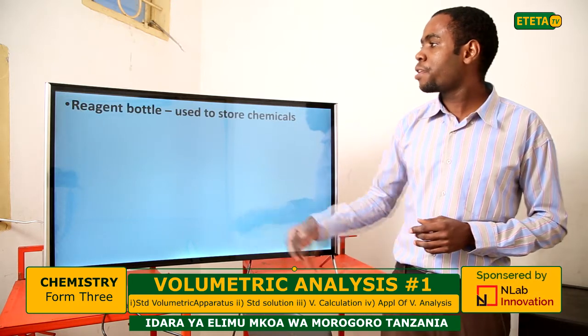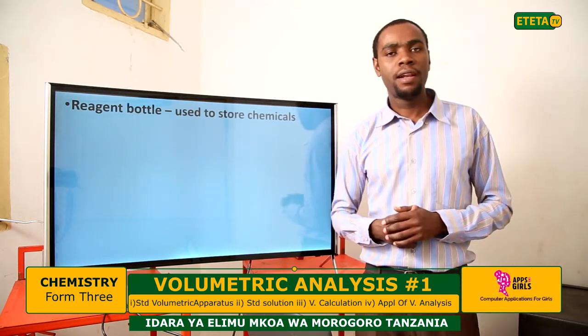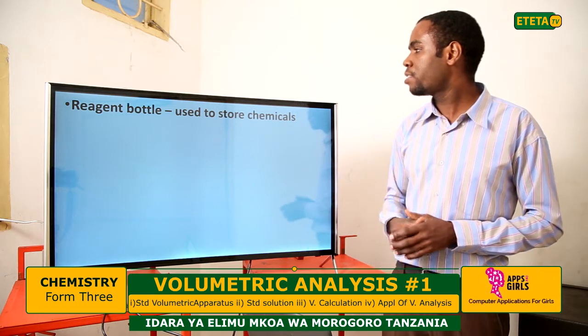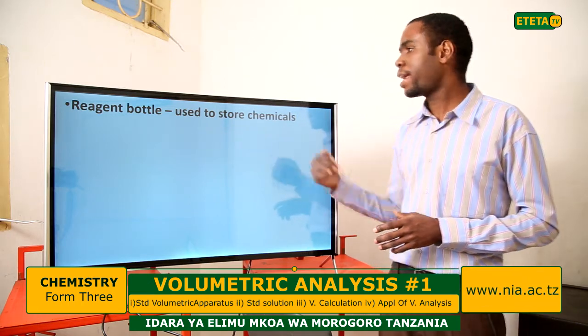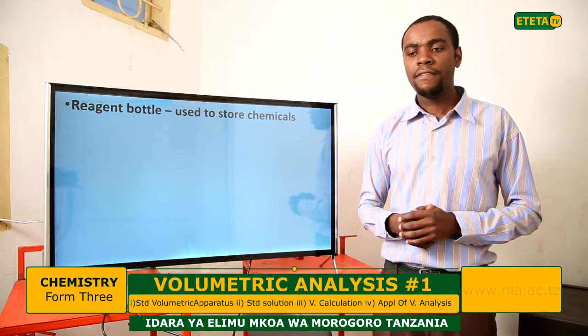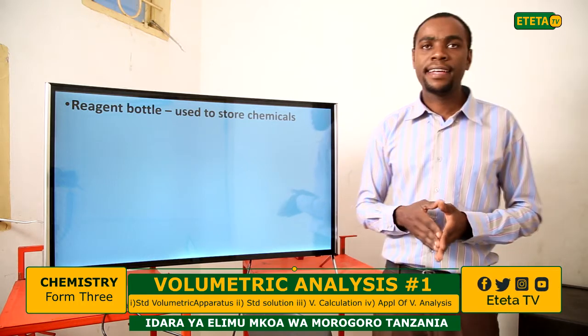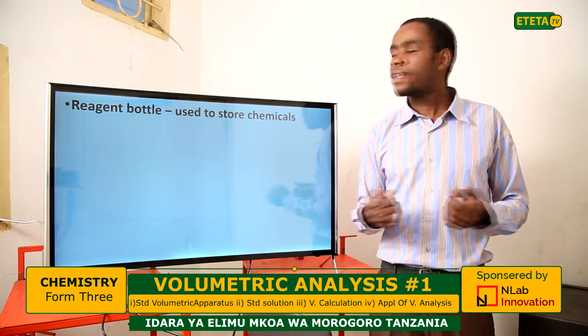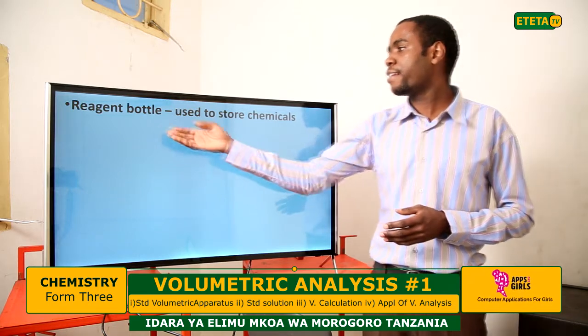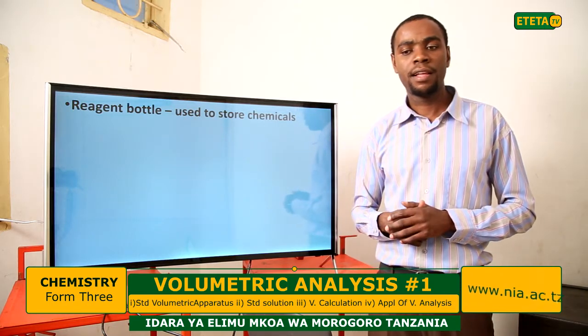Another apparatus is called the reagent bottle. What is its function? This one is used to store chemicals. Various chemicals like indicators are stored in a reagent bottle.